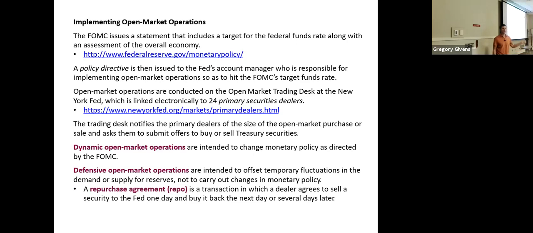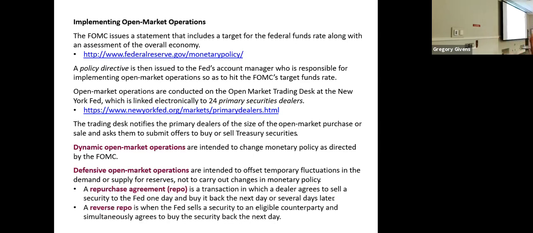Now, the way they do this is by carrying out what are called repurchase agreements, or repos. And again, we'll talk more about this next week, but a repurchase agreement is a transaction between the Fed and a dealer, sometimes just called a repo, where the dealer agrees to sell a security, like a T-bill, to the Fed one day and buy it back the next day or a few days later at a specified price. In other words, a repurchase agreement is basically a short-term loan that a dealer takes from the Fed, right? But that loan is collateralized by a security. It's a secured loan. Unlike interbank lending, those are unsecured loans, okay? That's what a repurchase agreement is.